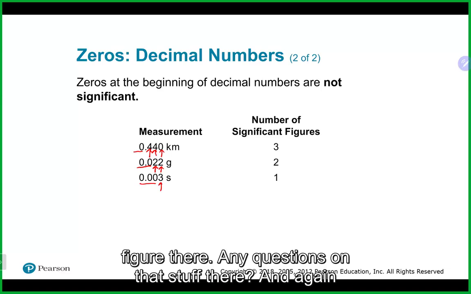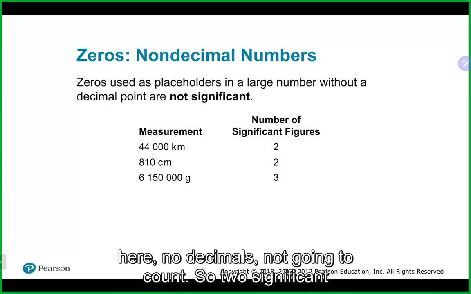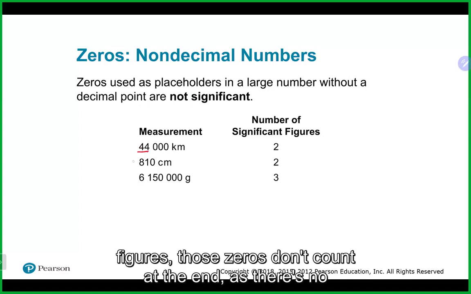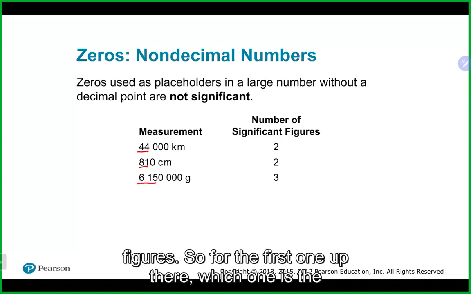Any questions on that stuff there? And again here, no decimals, not going to count. So 2 significant figures, those zeros don't count at the end as there's no decimal. 2 significant figures, 3 significant figures.